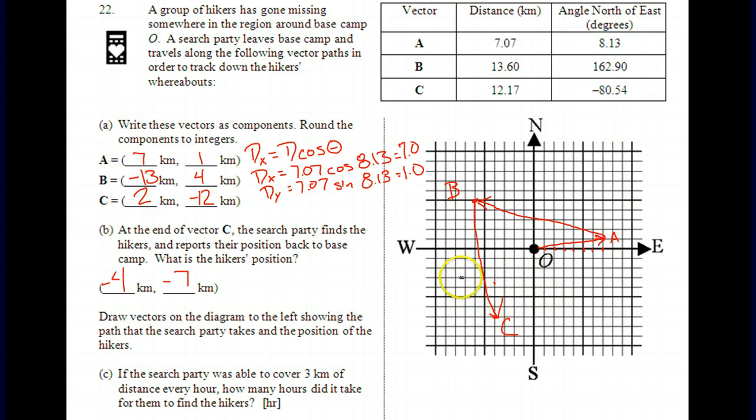And that puts our resultant in this direction, and that's where we get the negative 4, negative 7. 1, 2, 3, 4, and then 1, 2, 3, 4, 5, 6, 7. So the resultant is right there when we add those up. Okay, so there is our resultant, and I'm just gonna say it's our displacement resultant. You could put a D, you could put an R on that. So if the search party was able to cover 3 kilometers of distance every hour, how many hours did it take for them to find the hikers?